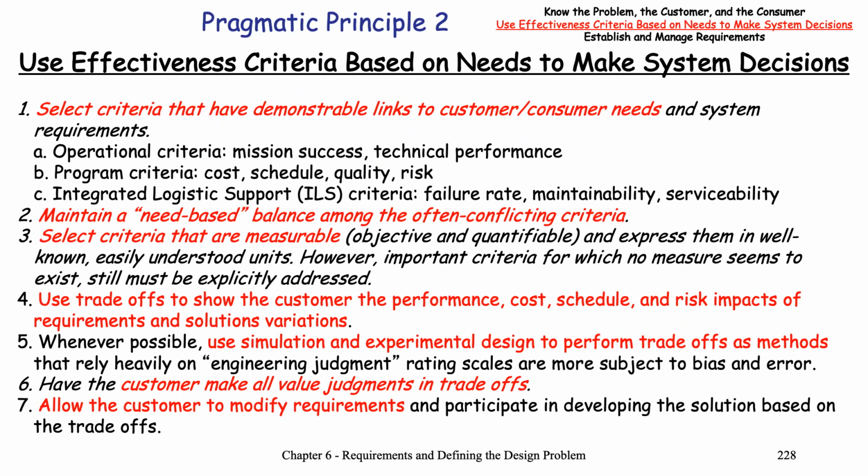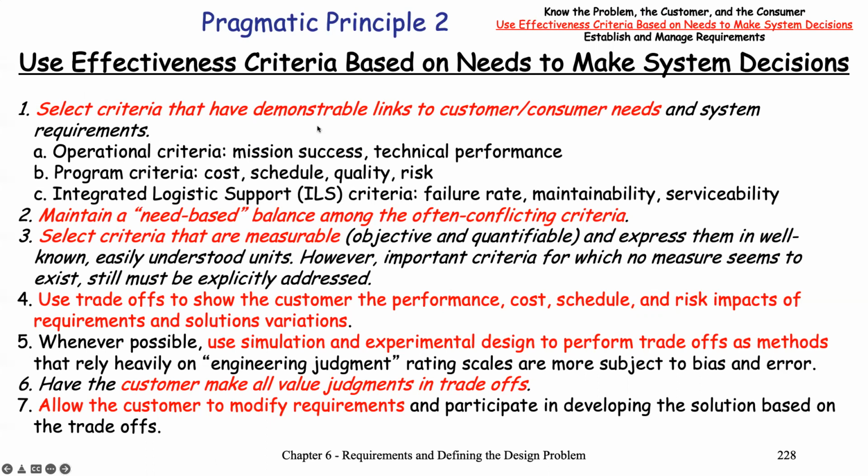Now we want to be talking about the use of effectiveness criteria based on needs to make system decisions. So you want to select the criteria that have demonstrable links to customer consumer needs. This would be composed of operational criteria, program criteria, and internal integrated logistics support criteria. So you need to have your criteria laid out and agreed upon.